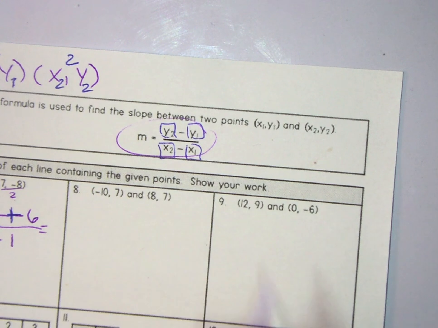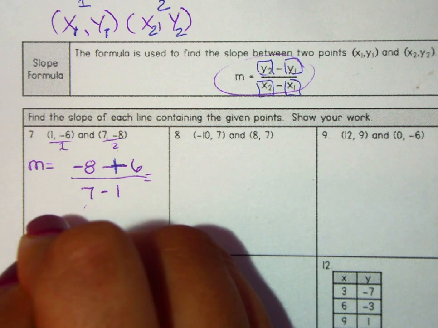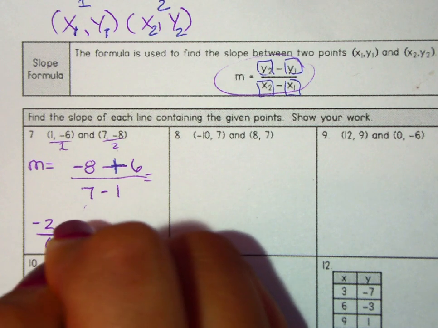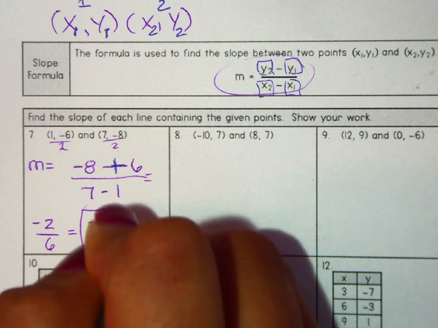Just to show you the hands version of writing this answer, it's just -8 plus 6. That's -2 over 7 minus 1, which is 6. So this needs to be simplified to -1/3. So that's how the answer is -1/3.